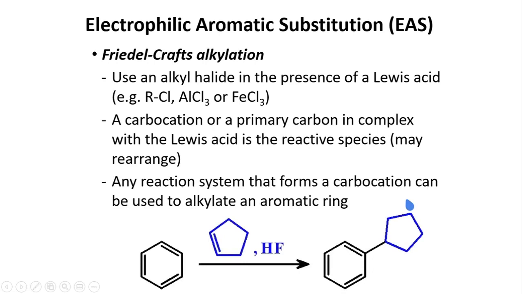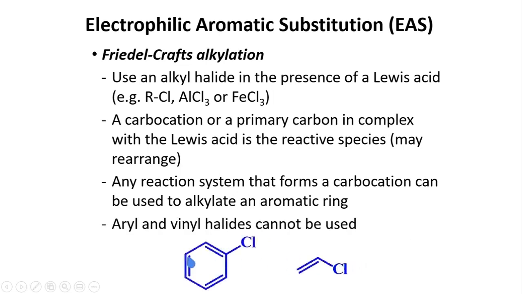Any reaction system that forms a carbocation can be used to alkylate an aromatic ring. For example, if you have cyclopentene in the presence of an acid, it can readily form a cyclopentyl cation, and the cyclopentyl cation can react with the ring system to give you this compound. Aryl and vinyl halides cannot be used because the formation of carbocations in this type of compound is difficult, if not impossible.